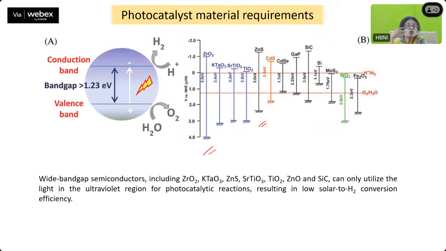So mostly what we look for is something which is going to get activated under visible light, that is the normal light, not the UV light. So visible radiation should activate it. In that case, you will get a much higher solar to hydrogen conversion efficiency.